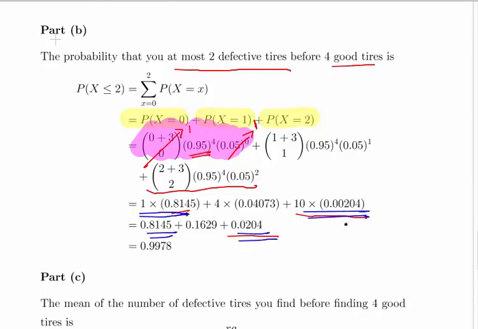Now we do the same thing with the probability of x equal to 1. 1 plus 3 is 4, so the binomial coefficient of 4 choose 1 is 4. 0.95 to the power of 4 times 0.05, so that is 0.8145 times 0.05. Remember, we're going to use that number quite a lot, so we don't have to keep recalculating it. That should work out to be 0.1629. When we add up the 3 numbers together, we end up with 0.9978, so almost 99.78%.